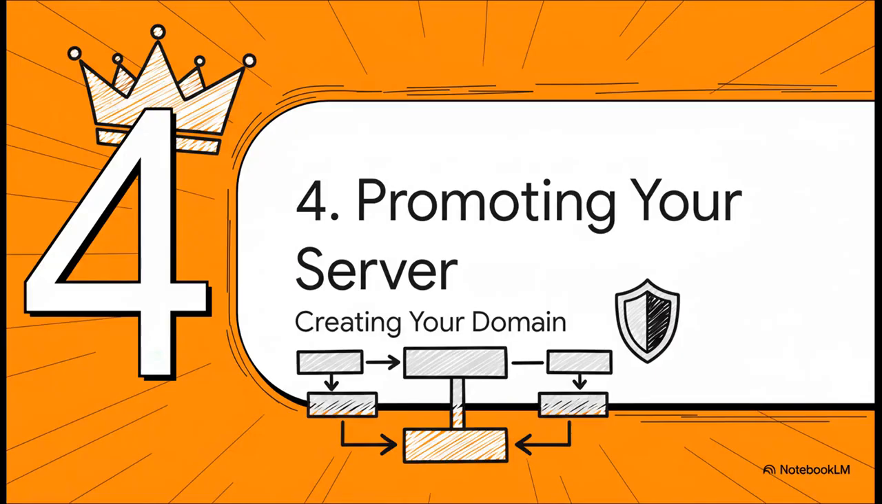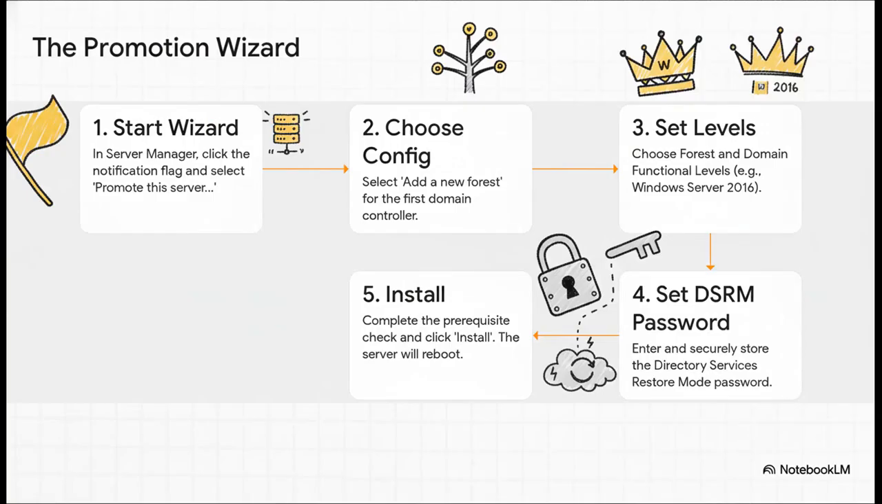And here it is. This is the main event. After you install the role, you have to promote the server. This is the actual process that configures Active Directory and creates your brand new domain. So if you look back in Server Manager, you'll see a little yellow notification flag up top. Click on that, and you'll get the option to start the promotion wizard. This is where you're going to make all the big decisions about your new Active Directory environment.